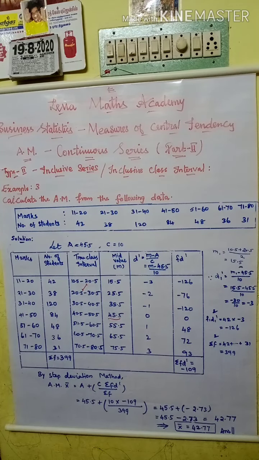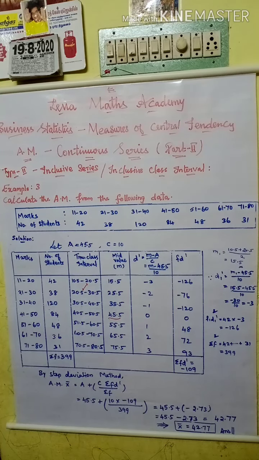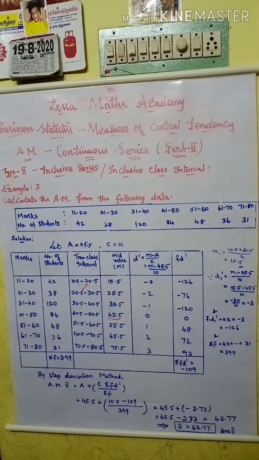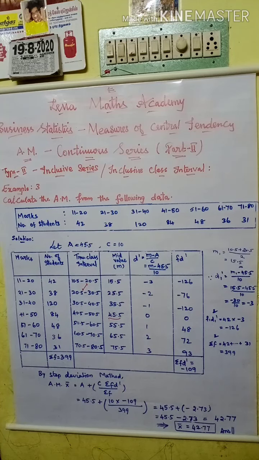This video is the continuation of the continuous series. Now we are going to discuss the types of continuous series. In previous videos we solved problems based on the direct method, shortcut method, and step deviation method. So in this video we concentrate only on the types of continuous series using the step deviation method, because this is the most important method. Type 2: inclusive class interval or inclusive series.